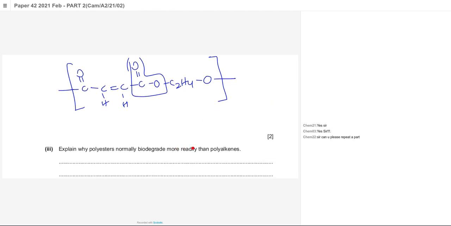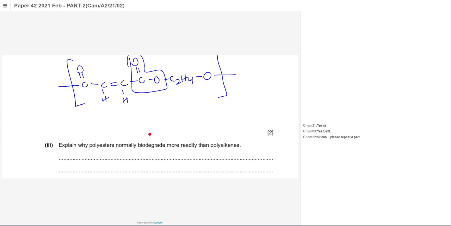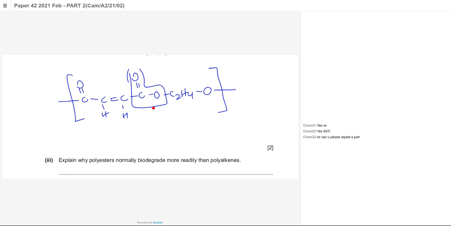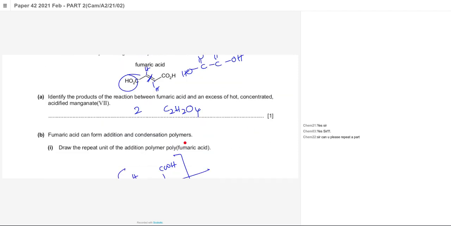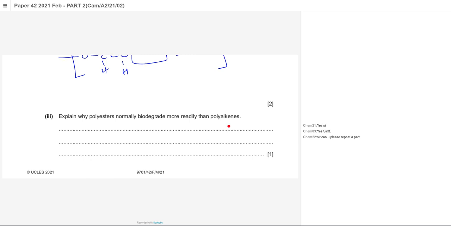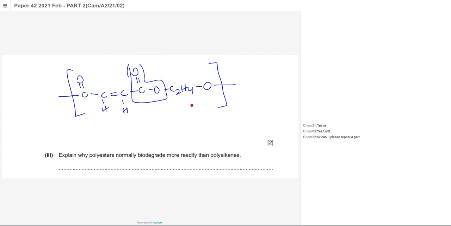Explain why polyesters normally biodegrade more readily than polyalkenes. The reason is that the ester linkage can be easily hydrolyzed by the presence of acid or alkali, whereas in polyalkenes, the carbon-carbon bond is quite strong, and they are non-polar molecules. The bond is quite strong and non-polar, therefore it is inert. That's polyalkene. So for polyesters, the ester linkage can be hydrolyzed by acid or alkali, whereas the carbon-carbon bond is inert and non-polar.